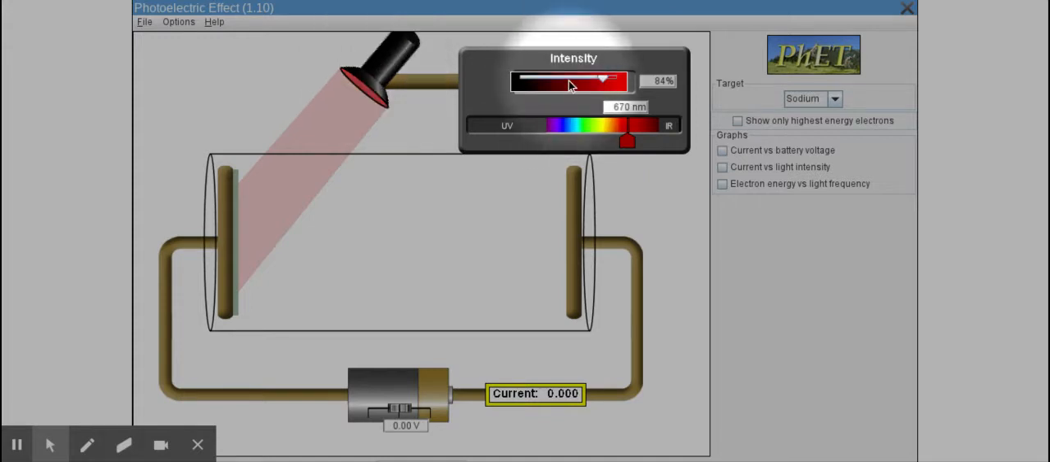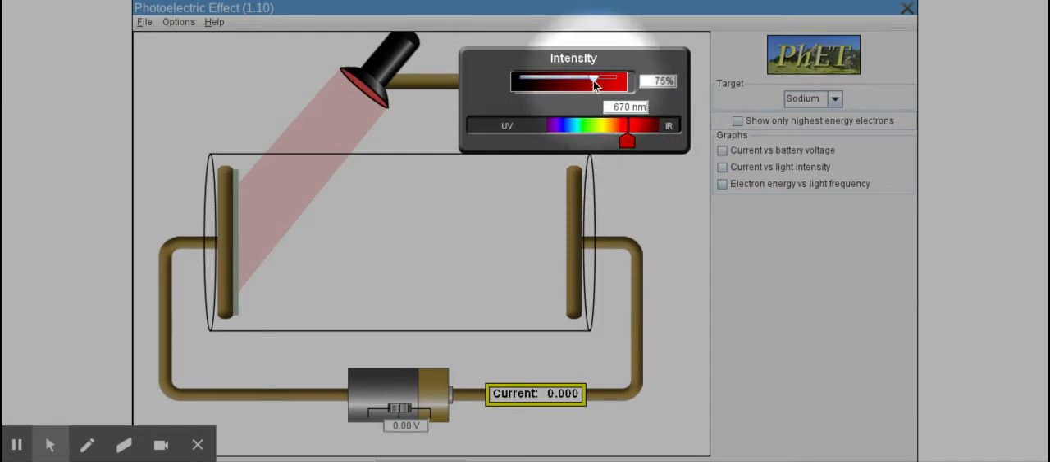You can make it more dim, right? You can make it brighter. And you can also change the wavelength of the light that's emerging from that lamp. And right now we have 670 nanometers. That's down in like the red range, and it's at an intensity of 75%.